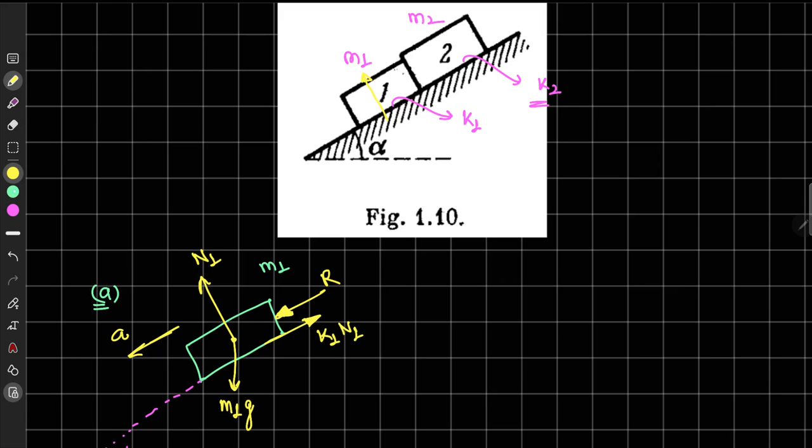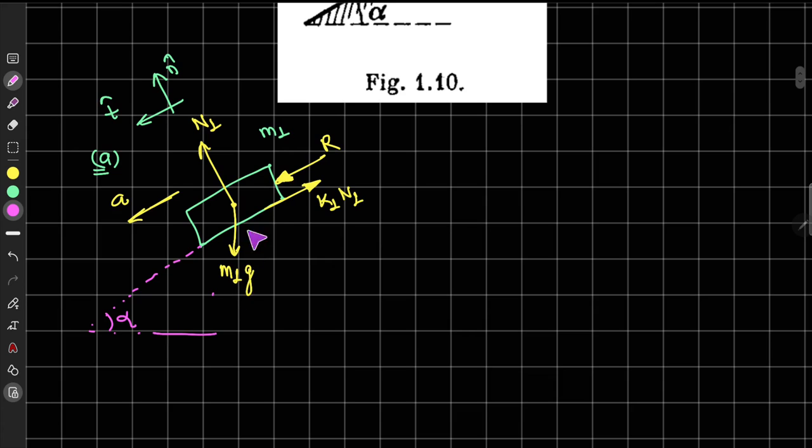So we will have two directions, one is the normal direction and another is the tangential direction. Let us take the components of m1g in the normal and the tangential direction. So these are the two components. If this particular angle is alpha, then this angle will be 90 minus alpha and this particular angle will be alpha. So this component will be m1g into cos alpha and this component will be m1g into sin alpha.